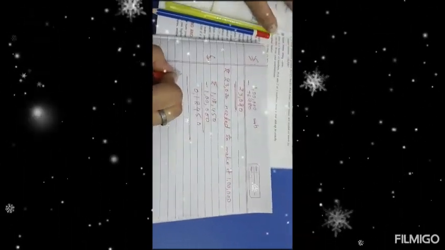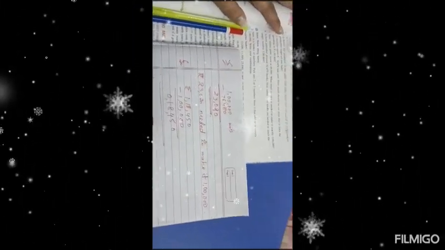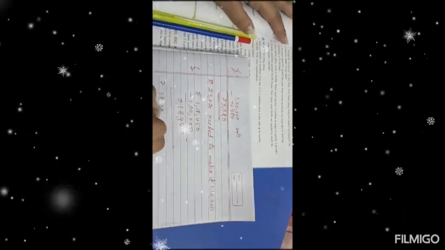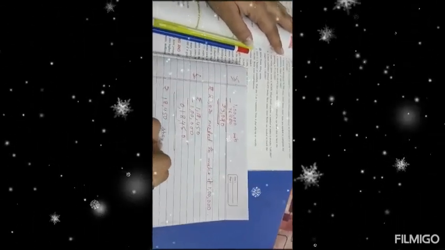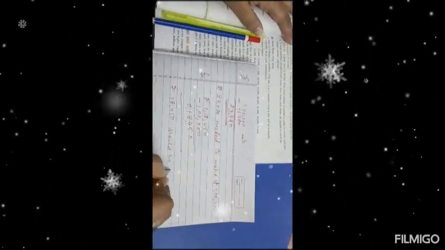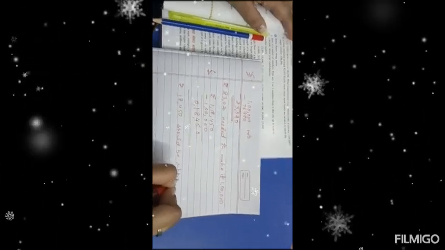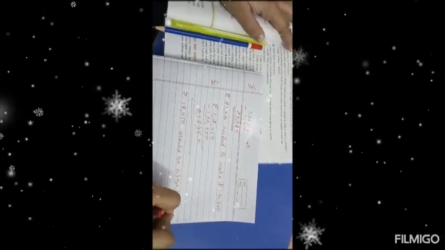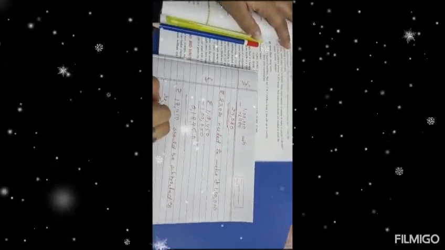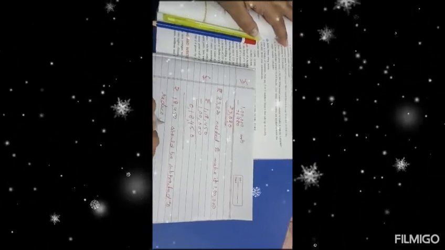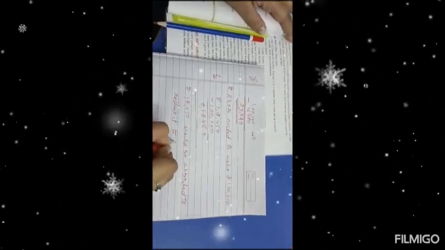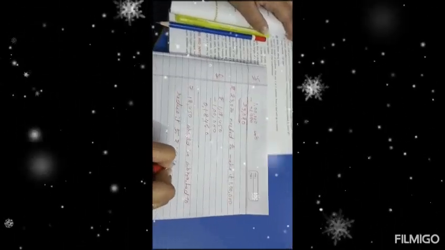Then rupees 18,450 should be subtracted to reduce it to rupees 1 lakh.